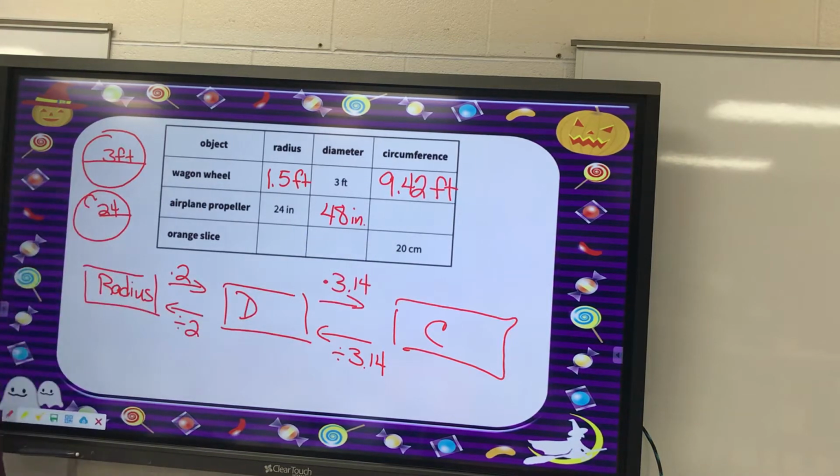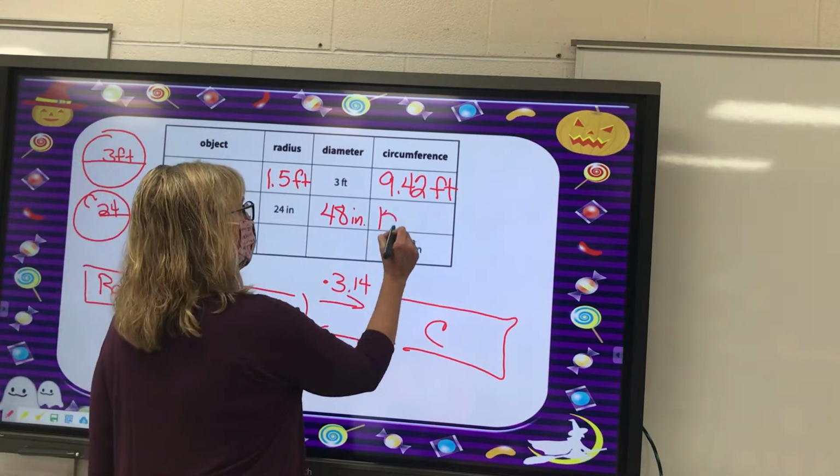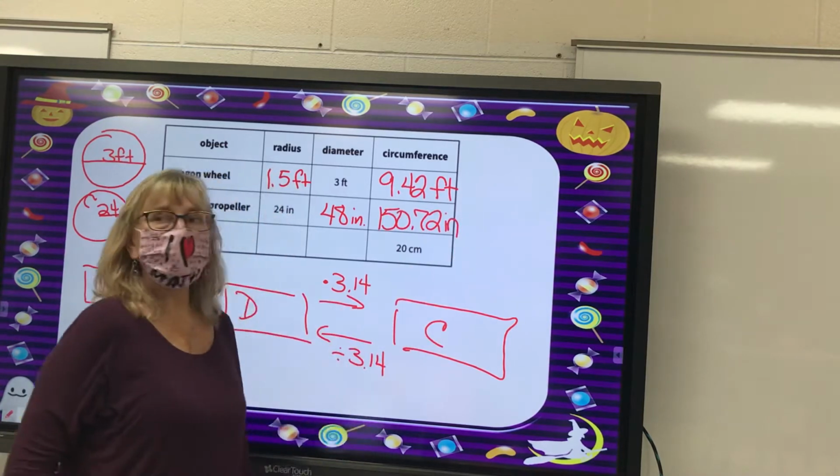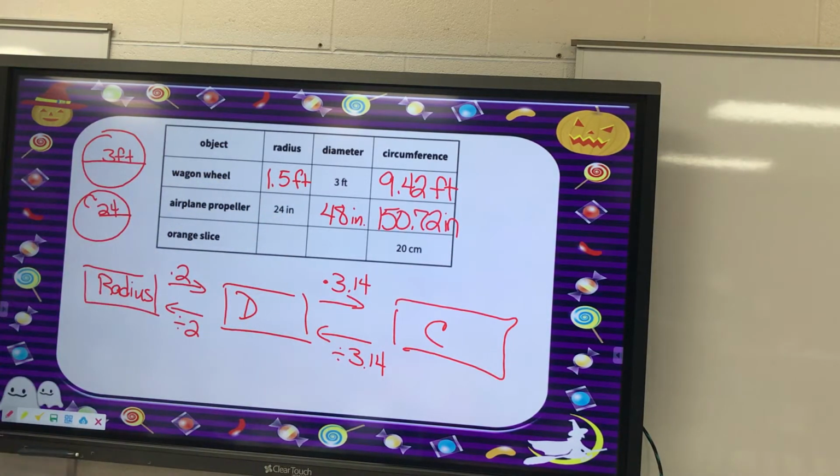3.14 to get the circumference. What do you get? Take out your calculators. Don't just sit here. 150.72. Thank you. And what's the unit going to be? Inches, because it's distance. Okay, it's the distance around.